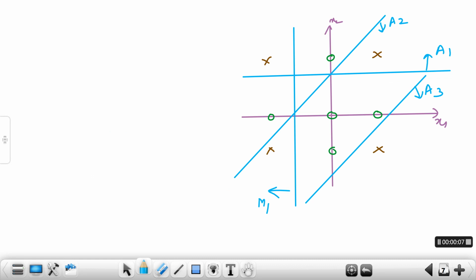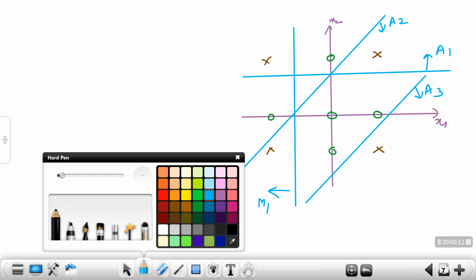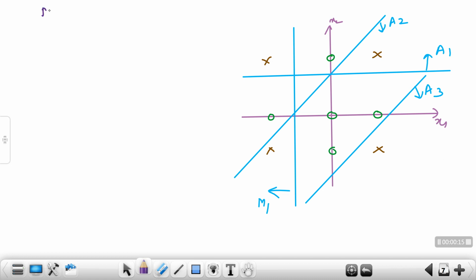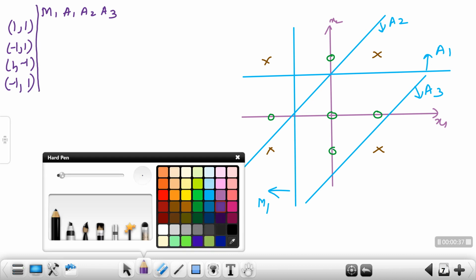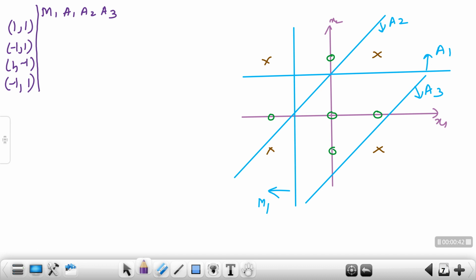We just have to check what will be the output of M1, A1, A2 and A3 for all the patterns. So we want M1, A1, A2 and A3 for all the patterns from class 1 and class 2. First we shall take the patterns from class 1: (1, 1), (-1, -1), (1, -1) and (-1, 1). If we take these particular patterns, what outputs shall we expect? How we come to know is that this process is required for calculation of the bias.